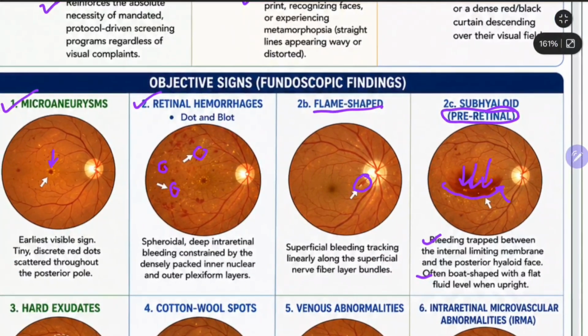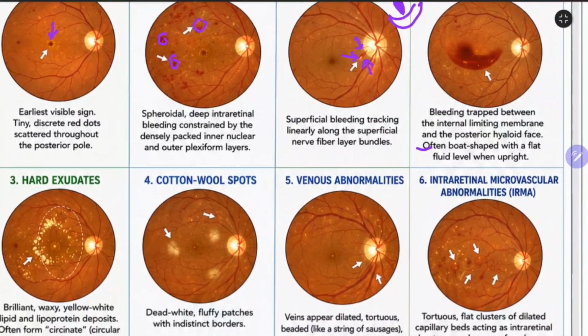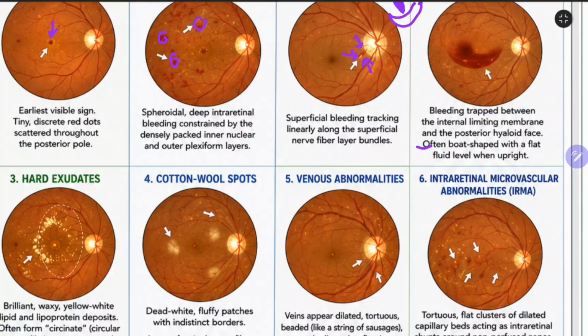So these are dot and blot hemorrhages, and flame shaped hemorrhages. You can see here it is flame shaped hemorrhages only. See, a flame will be like this. So here you can make it out. Flame shaped hemorrhages, and boat shaped hemorrhages seen with a fluid level in pre-retinal hemorrhage. And pre-retinal hemorrhage, remember, is a marker of PDR.